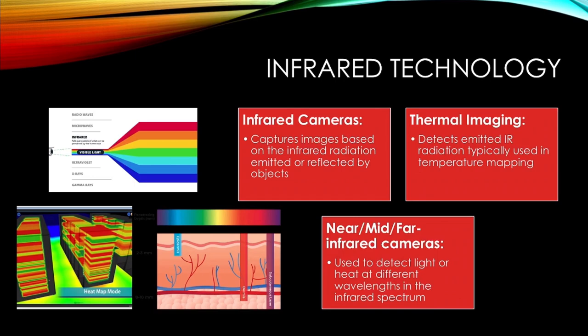Now, there are also near, mid, and far infrared cameras, which are used to detect light or heat at different wavelengths in the infrared spectrum. Each range has its own purpose, such as mid-infrared being used to penetrate the human body to see skin, muscle, and tissue circulation. As you can see in the picture at the bottom right, there is a light spectrum that even skin and tissue follows, so infrared helps see the details that the human eye cannot see. So what are the applications of infrared, and how are they used today?